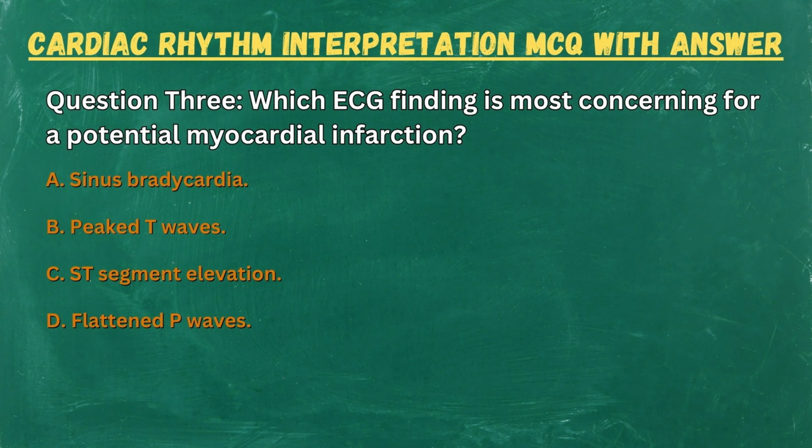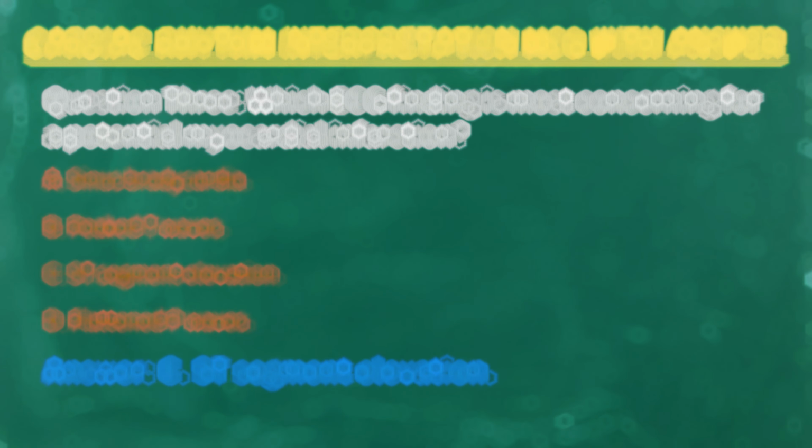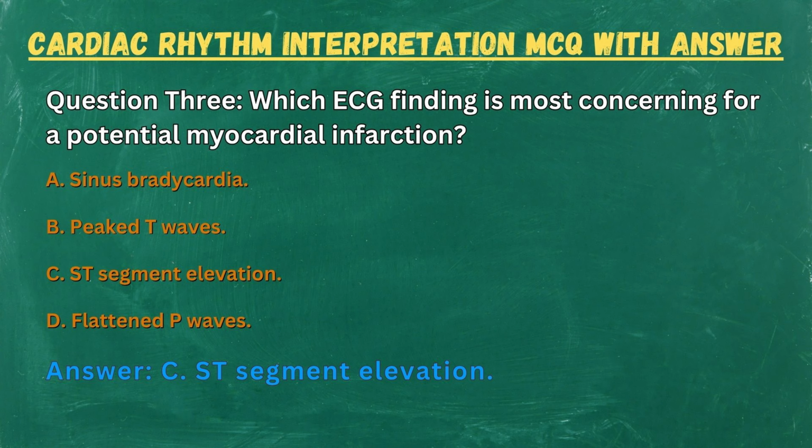Question 3. Which ECG finding is most concerning for a potential myocardial infarction? A. Sinus bradycardia. B. Peaked T waves. C. ST segment elevation. D. Flattened P waves. Answer: C. ST segment elevation.